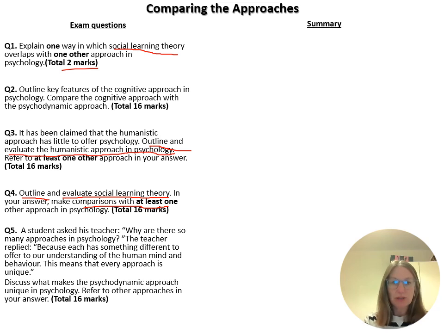And then you've got another 16 mark question here. Why are there so many approaches in psychology? Teacher wrote, because each one has something different to offer to our understanding of the human mind. This makes every approach unique. Discuss what makes the psychodynamic approach unique in psychology, and then refer to other approaches. So here you need to make sure you've referred to the psychodynamic approach. What makes it unique? Good question. Refer to other approaches in your answer.